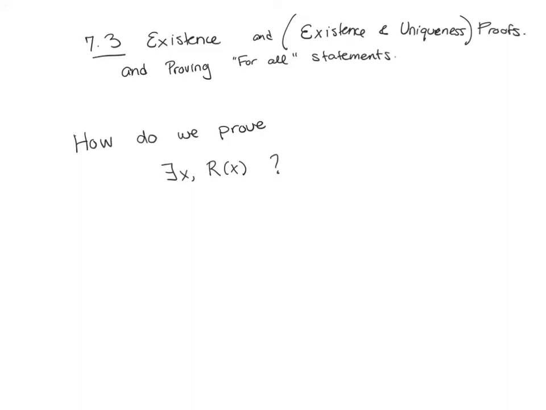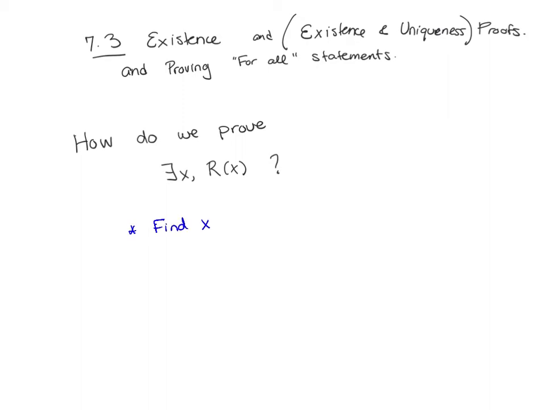Section 7.3 talks about existence and uniqueness proofs. And we're also going to talk a little bit more in general about proving for all statements. So the big question we want to think about here is, how do we prove a statement of the form there exists an x such that R of x? And the answer is that we just find that x, if possible.